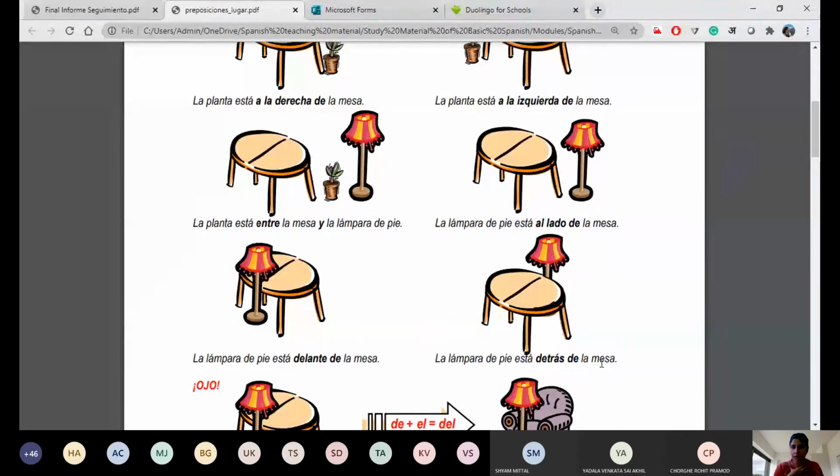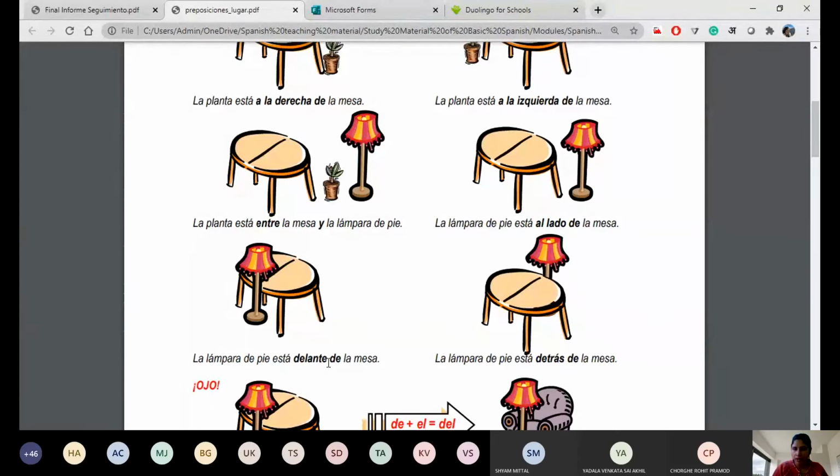So yo estoy delante del laptop, ¿vale? So this is one example I just made. So la lámpara de pie está delante. Something is in front of. Okay, so the lamp is in front of the table.